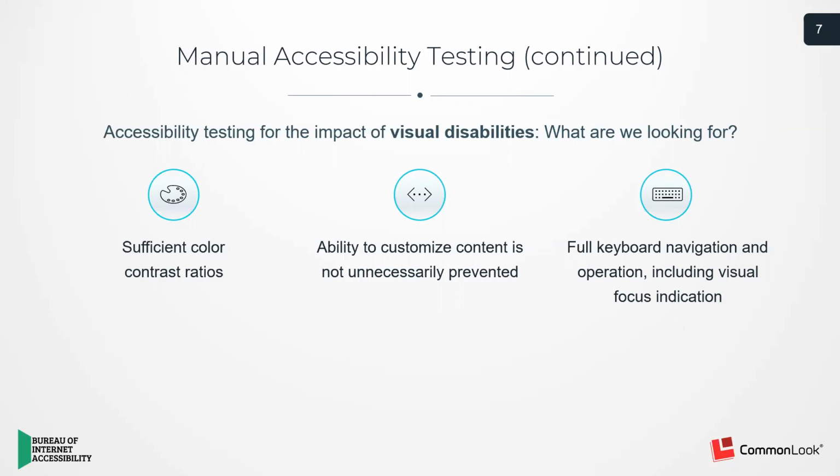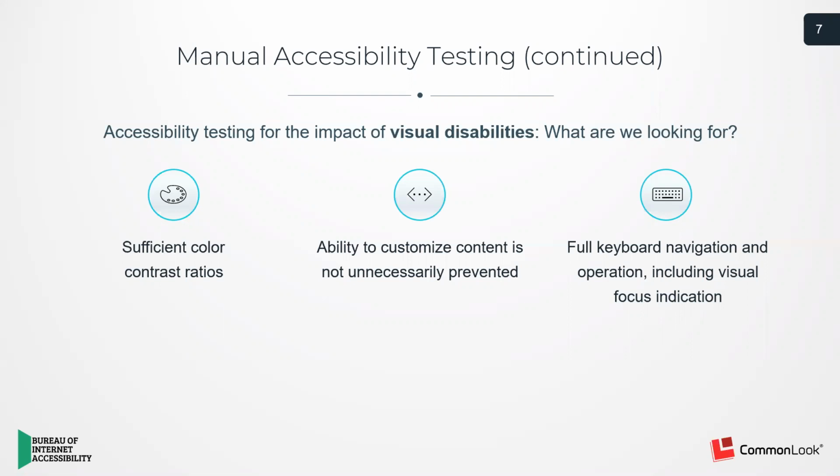But you may have also noticed checkpoints on this list that seem to require sight, such as no loss of information when content is resized, color contrast minimums, keyboard focus indication to let a keyboard user know what element they're focused on. And that's because vision is not as simple as people who can see and people who can't.